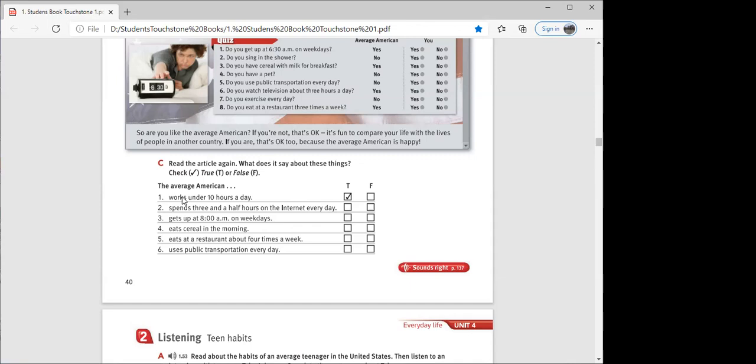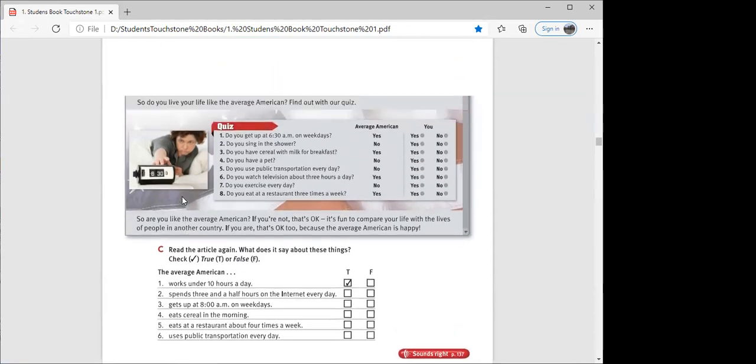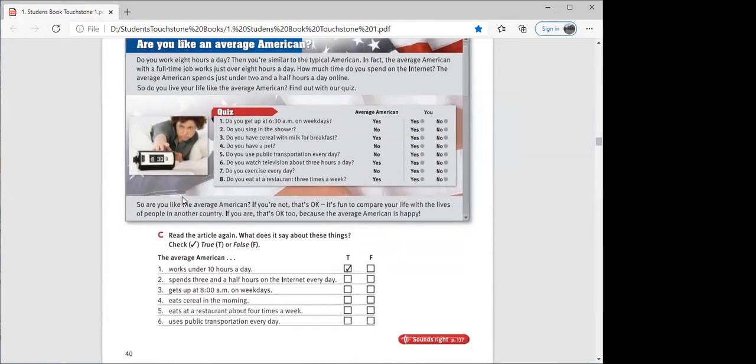Es que la palabra under tiene como significado como si fuera de menos de 10 horas, ¿no? Right. Entonces es verdadero, es true. It is the same under, like you are underage, eres menor. Underage means que no tienes 18 años. Under también, you can use under on other different sentences, like this one. So that's true. That's why it's true.